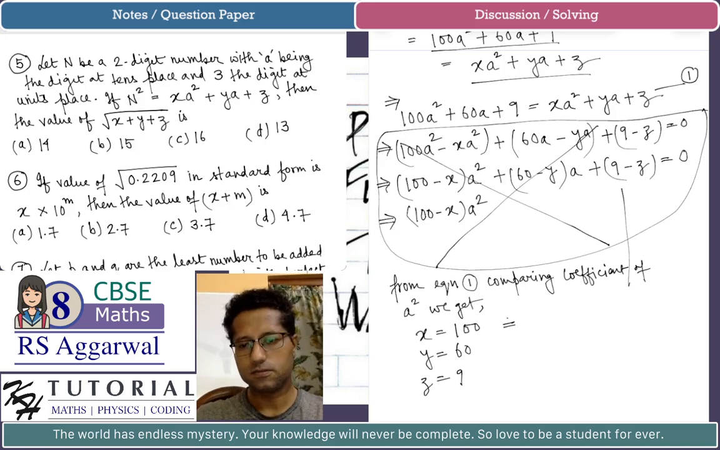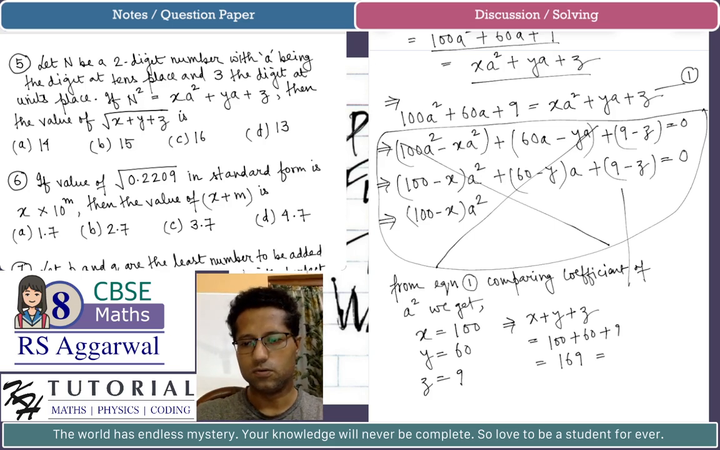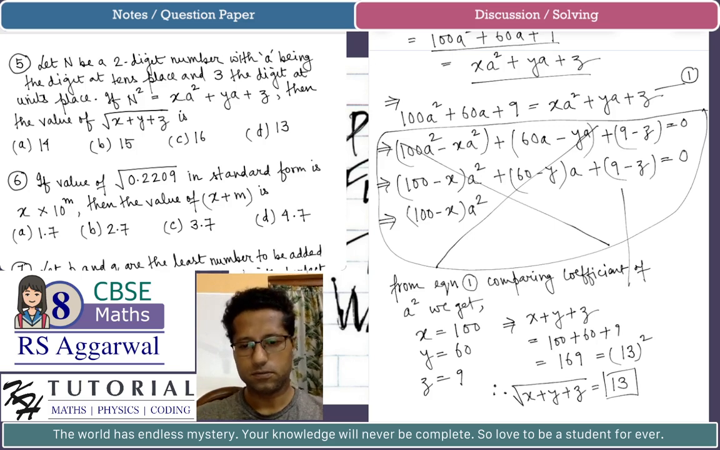So this implies that x plus y plus z is equal to 100 plus 60 plus 9. This is equal to 169. This is equal to 13 square. Therefore, the square root of x plus y plus z is equal to 13. So the answer is choice D.